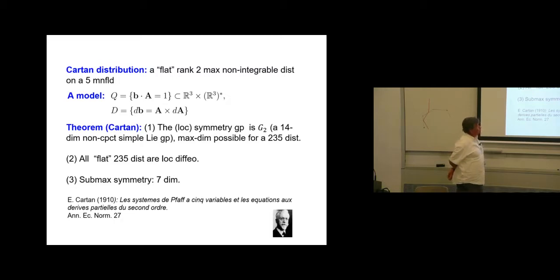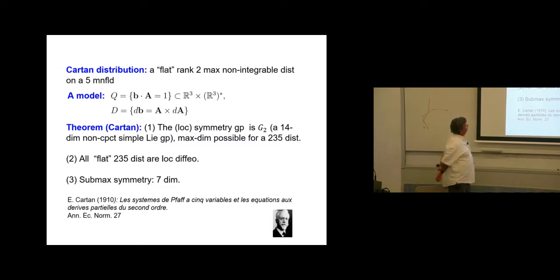He found that there is a unique distribution which has this maximum symmetry, unlike in Riemannian geometry, where we have 3 spaces with maximum symmetry, but here there's only 1. And that's what we now call the Cartan distribution, this 2, 3, 5 distribution with maximum symmetry. The symmetry being this mysterious, I think still mysterious, group G2.